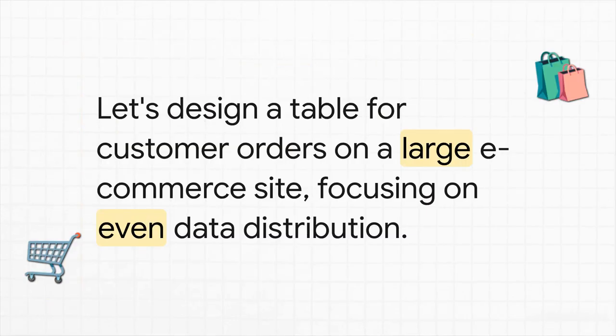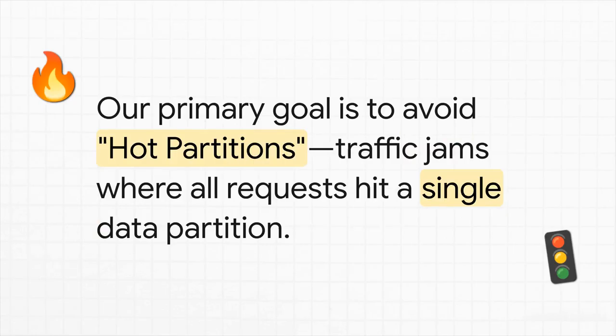Let's imagine we're designing a table for customer orders on a big e-commerce website. The number one goal here is to make sure our data and all the requests hitting it are spread out evenly across the whole system. Because the one thing we absolutely have to avoid is something called a hot partition. You can just think of it as a massive traffic jam. It's what happens when way too many of your requests all slam the same partition key at the same time. It just overwhelms that one piece of the system and your performance goes right out the window.